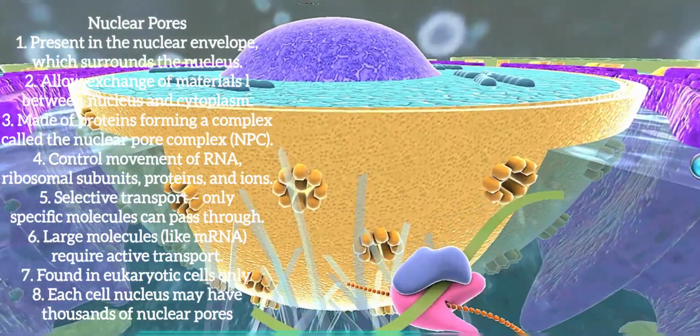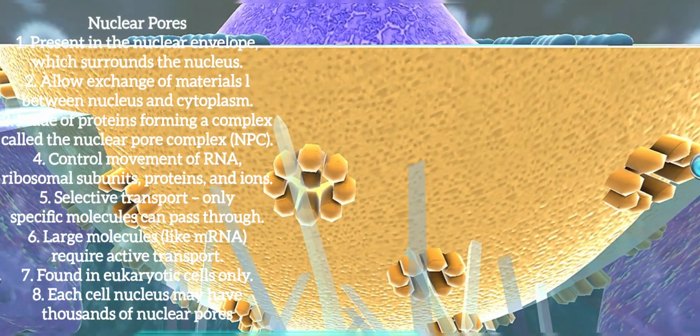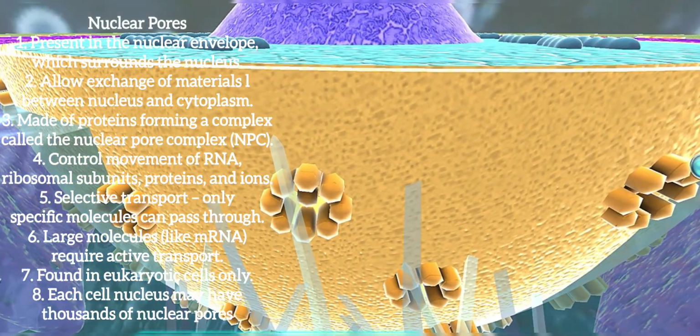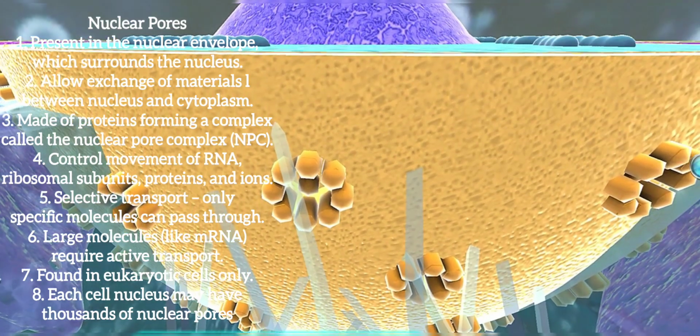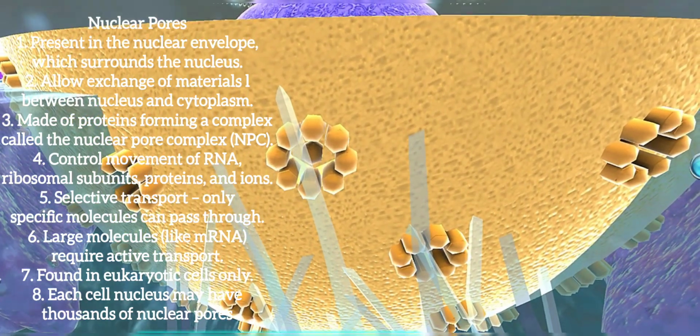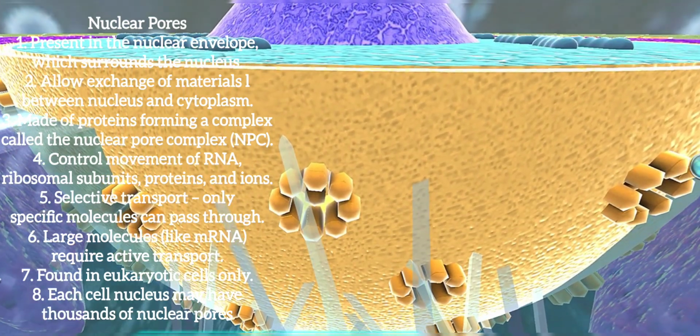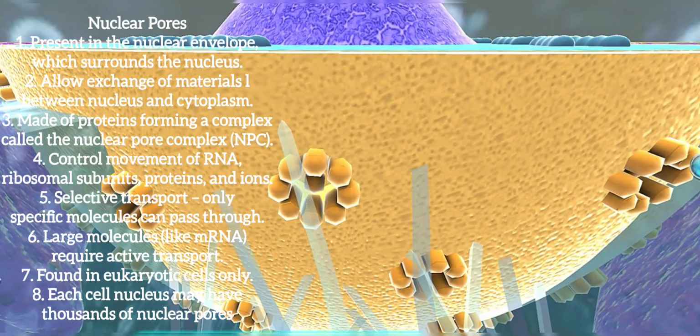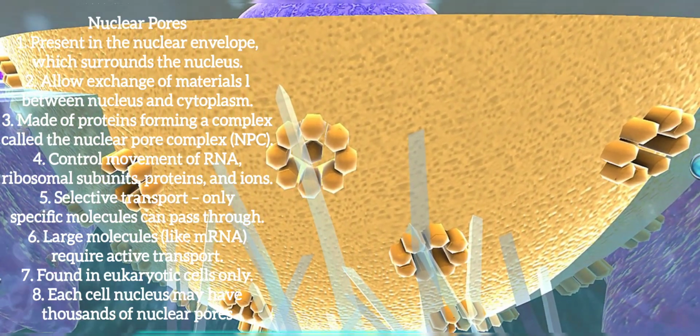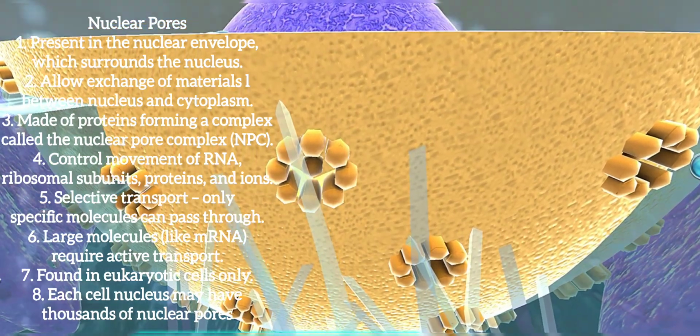Nuclear pores. 1. Present in the nuclear envelope, which surrounds the nucleus. 2. Allow exchange of materials between nucleus and cytoplasm. 3. Made of proteins forming a complex called the nuclear pore complex, NPC. 4. Control movement of RNA, ribosomal subunits, proteins, and ions.